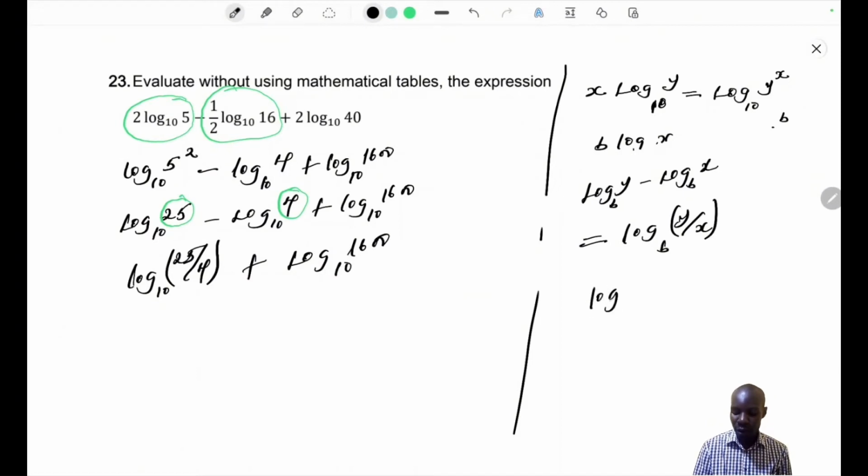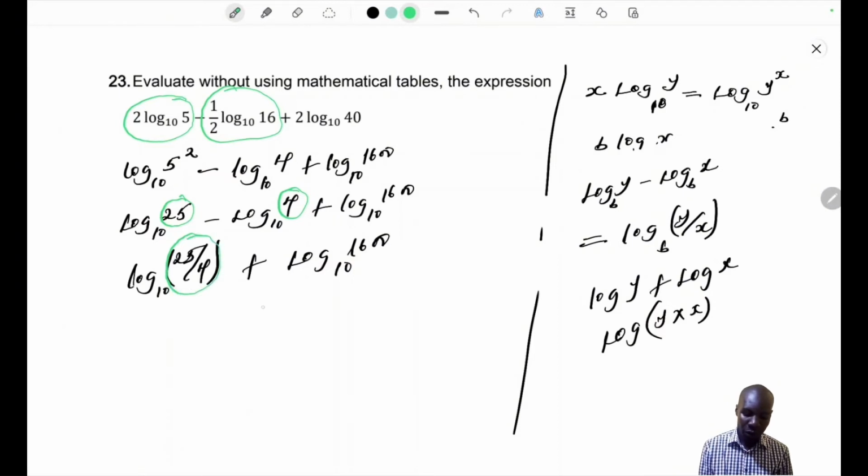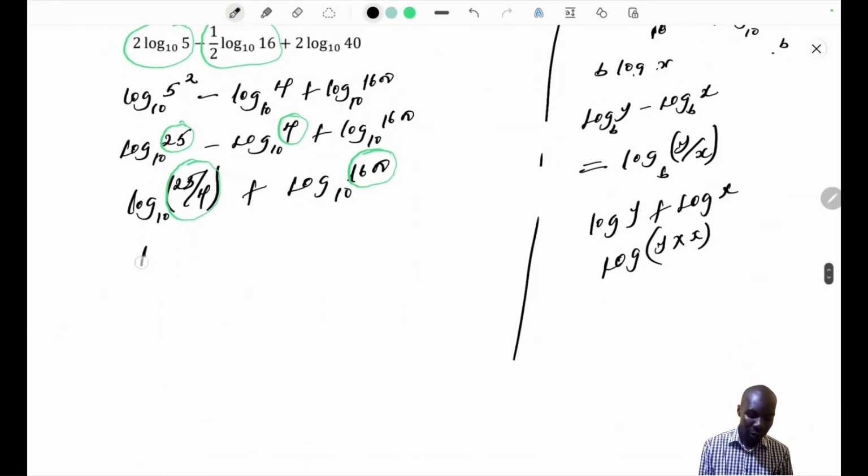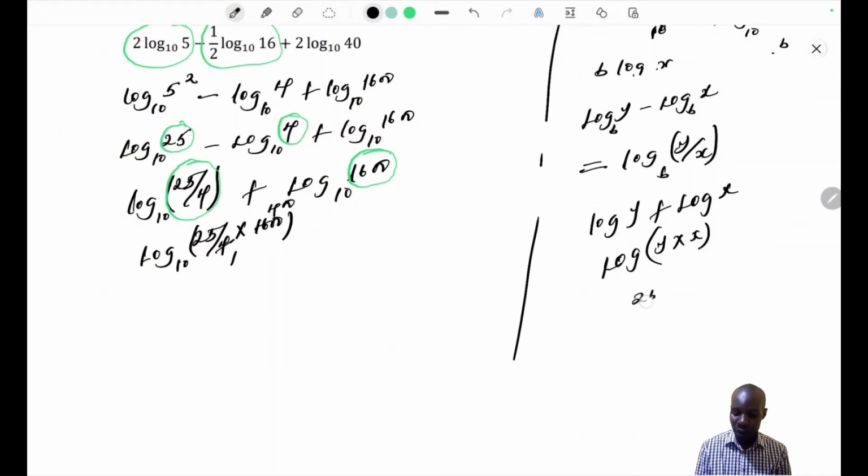Now, we know that log of y to any base plus log of x to any base can be written as log of y times x. So we are dealing with log of 25 over 4 to base 10 plus log of 1600 to base 10, which can now be written as log of 25 over 4 times 1600, everything to base 10. So 4 goes into 4 once, and 4 goes into 1600 400 times. So we'll have 25 times 400, giving us 10,000. So this gives us log of 10,000 to base 10.